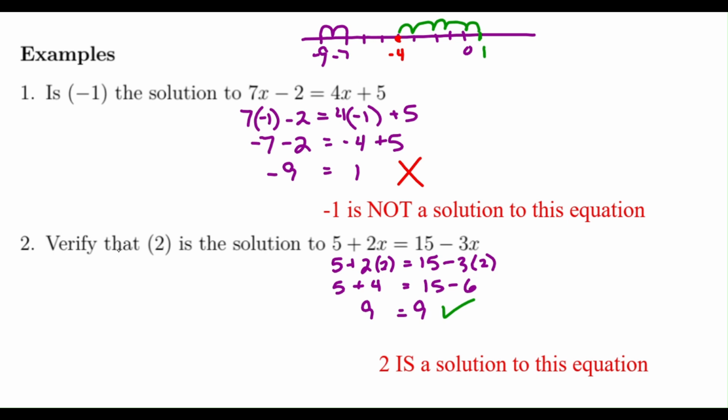So I know this doesn't say verify that 2 is a solution. This is very much implied that x is equal to 2. Just like up here, is negative 1 a solution? This is very much implied that that means let x equal negative 1 and then substitute it in.